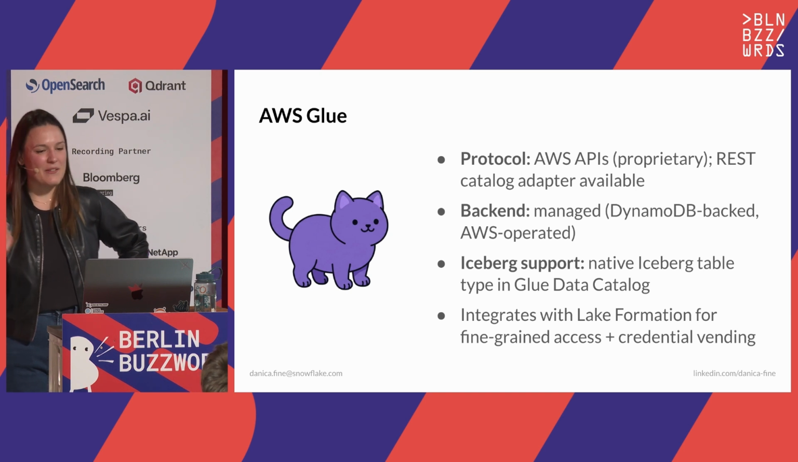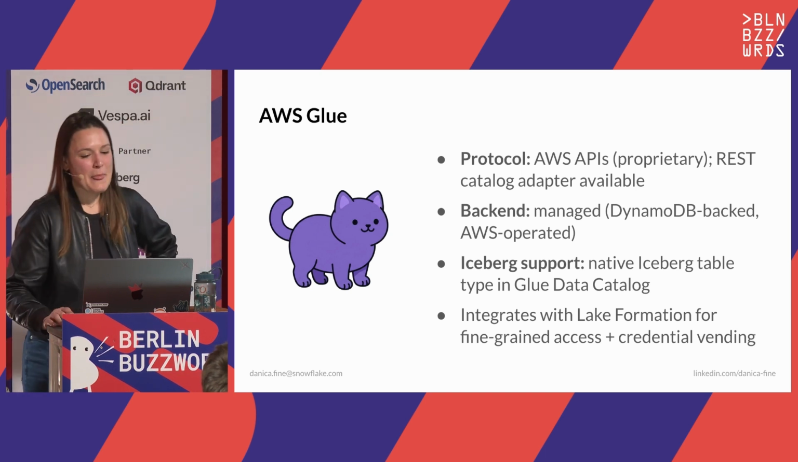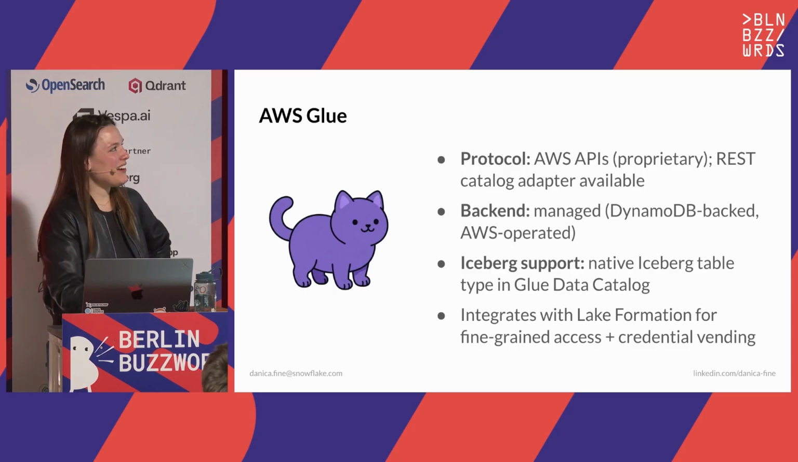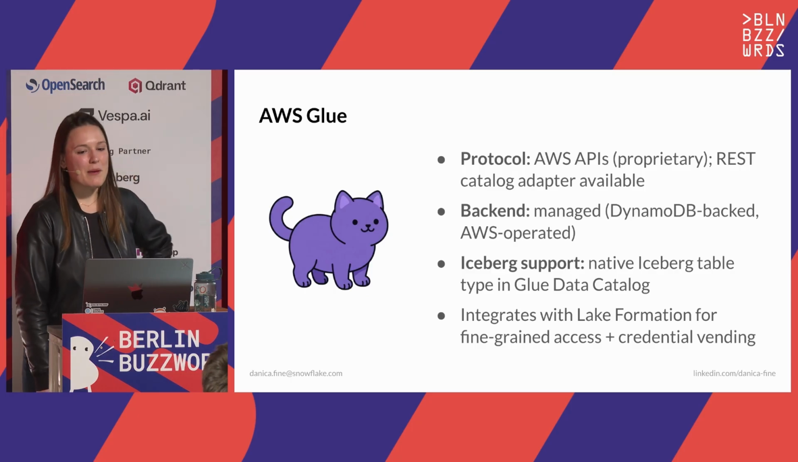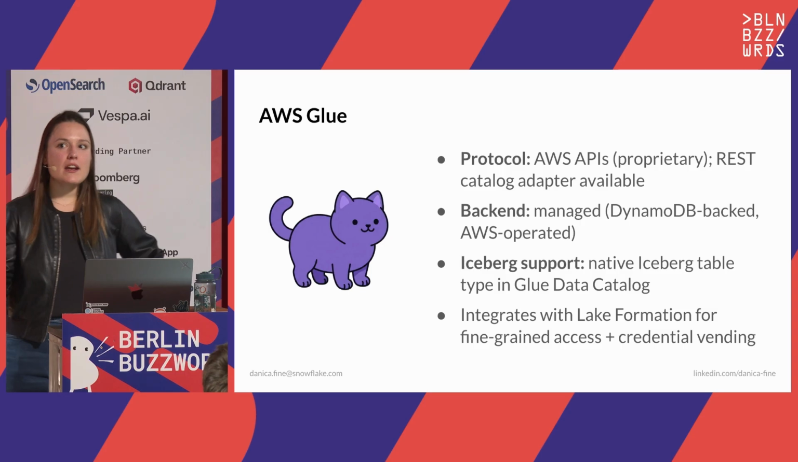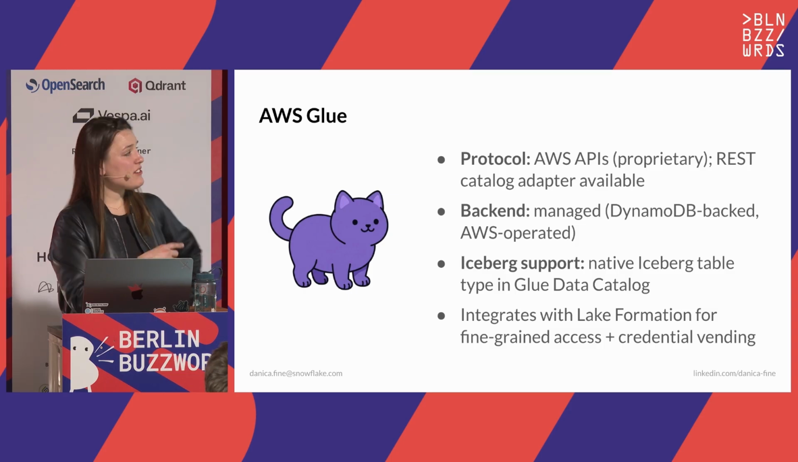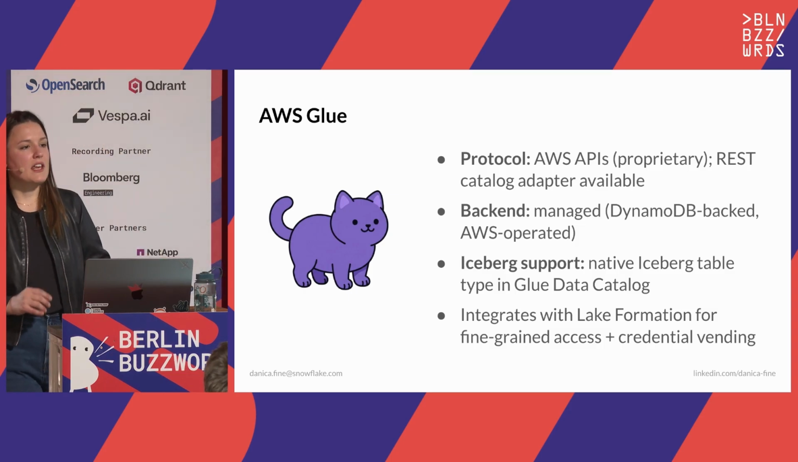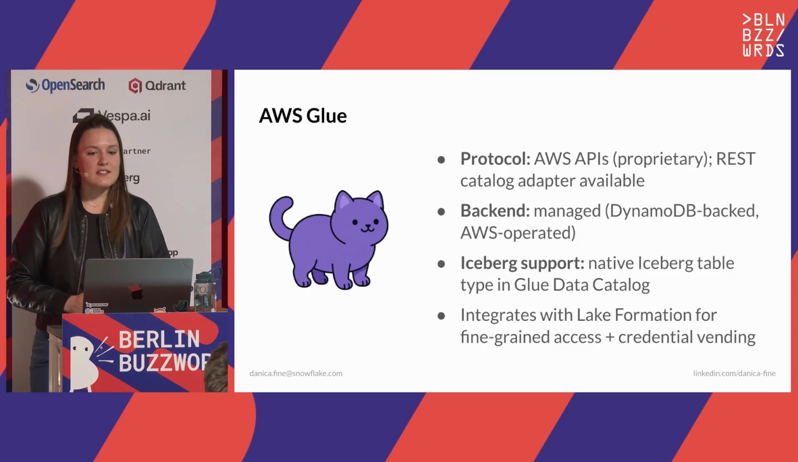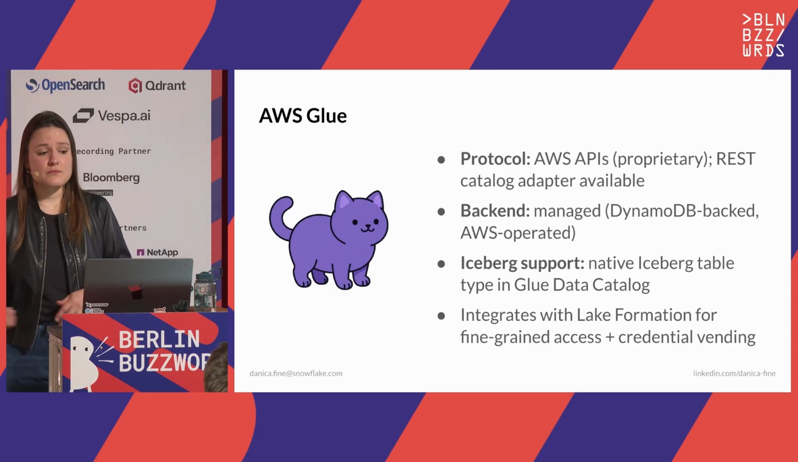It does the thing, I think. Well, it kind of does the thing. Okay, so the interface is obviously going to be AWS proprietary API, though they have added a REST adapter for engines that do speak the Iceberg REST spec. Lake Formation also sits on top of this, so it's going to give you some of the nice things like fine-grained access control and also credential vending, right?